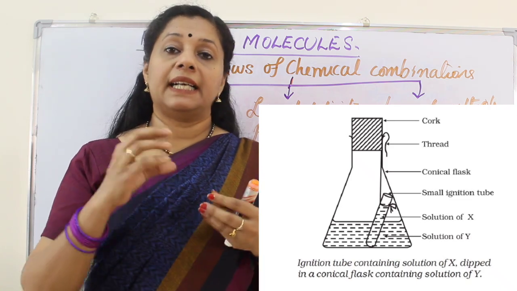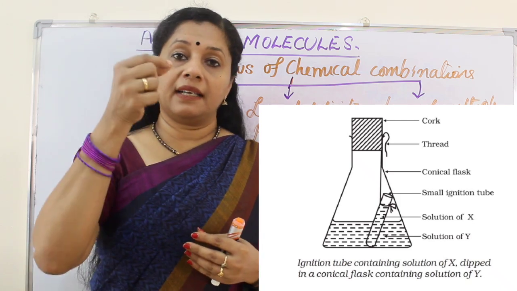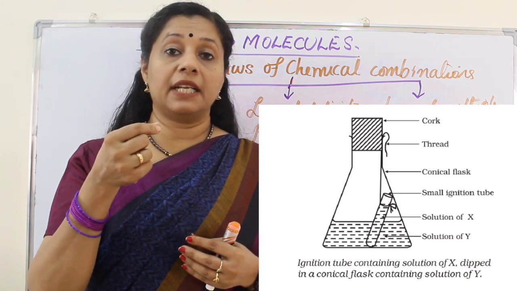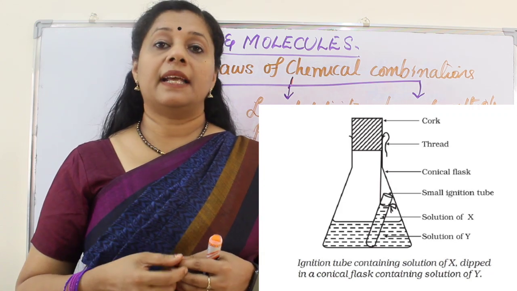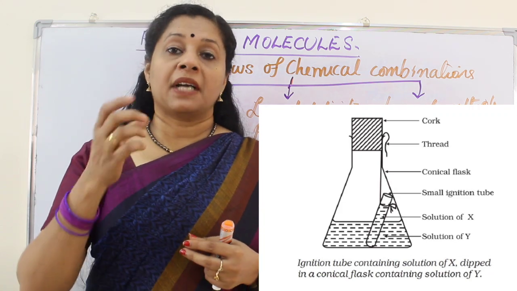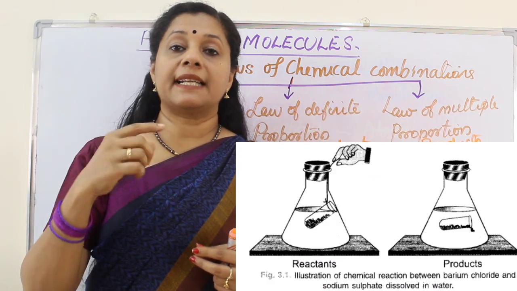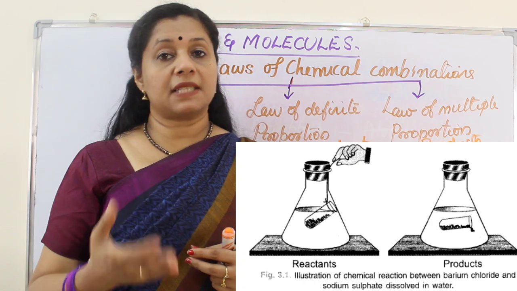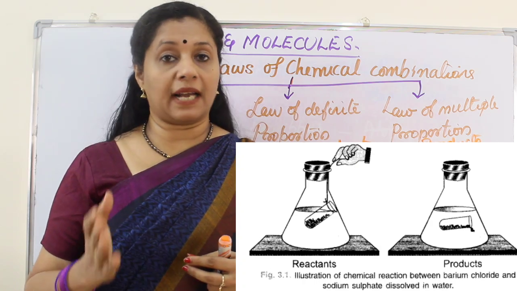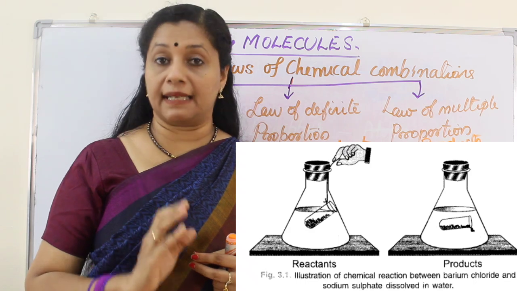Then after that, take the sodium sulfate solution in the beaker and add the ignition tube with the second component, that is barium chloride. Then you weigh the mass again. After that you tilt the barium chloride so that it gets mixed with the sodium sulfate. As a result, we will get barium sulfate and sodium chloride as the product. A white precipitate of barium sulfate will be forming in this reaction.